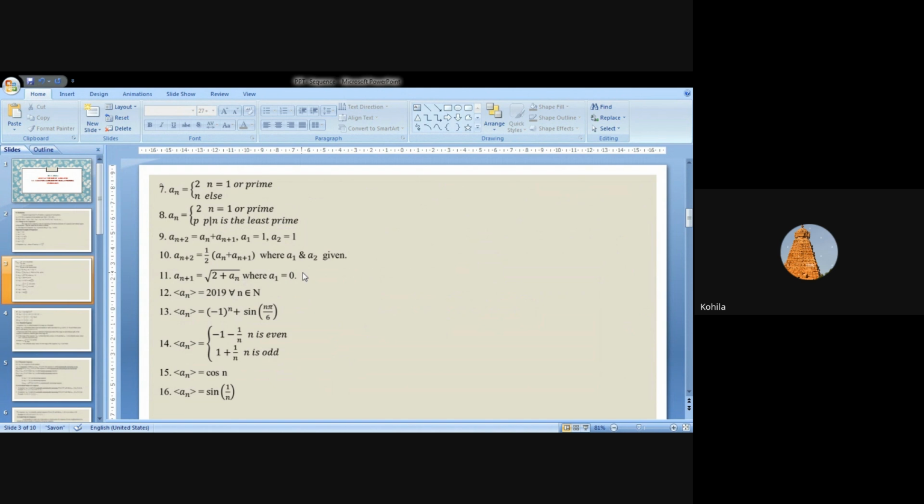Anybody? What is the sixth position of the seventh example? Anyone else?